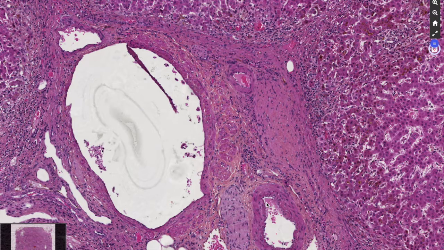So here, to summarize, you have fibrosis, cirrhosis, with a complete disappearance of all bile ducts, and it is highly suggestive of sclerosing cholangitis, either primary or secondary.